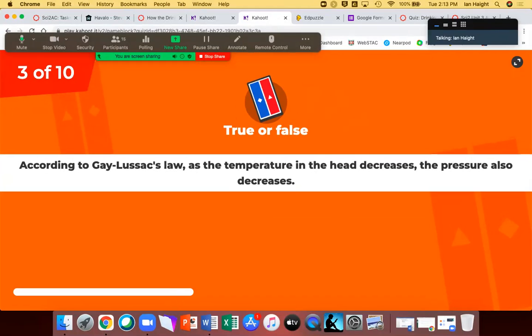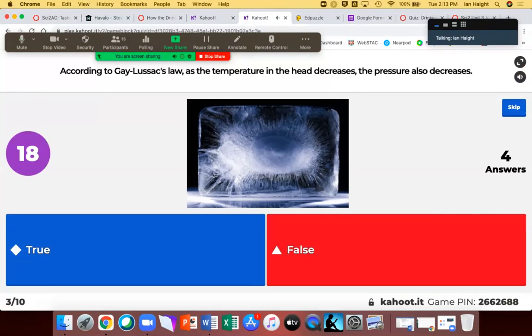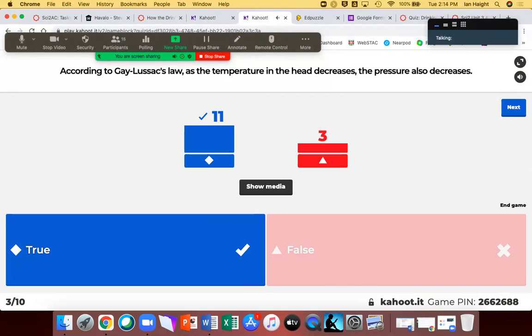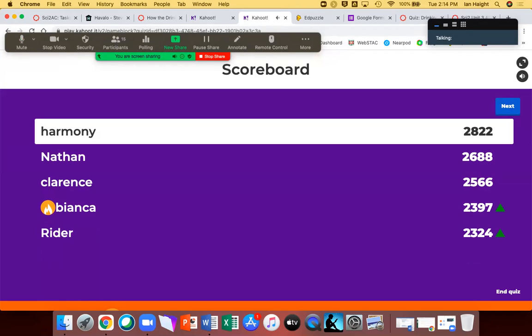True, false. According to Gay-Lussac's law, as the temperature in the head decreases, the pressure also decreases. Very good. Again, most of you got that. That is true. Gay-Lussac's law states that pressure and temperature are directly proportional. In fact, anytime you hear temperature, you can just think directly proportional, right? Temperature is directly proportional to both pressure and volume. The only ones that are inversely proportional are the other two, pressure and volume. All right, Harmony's still in the lead.